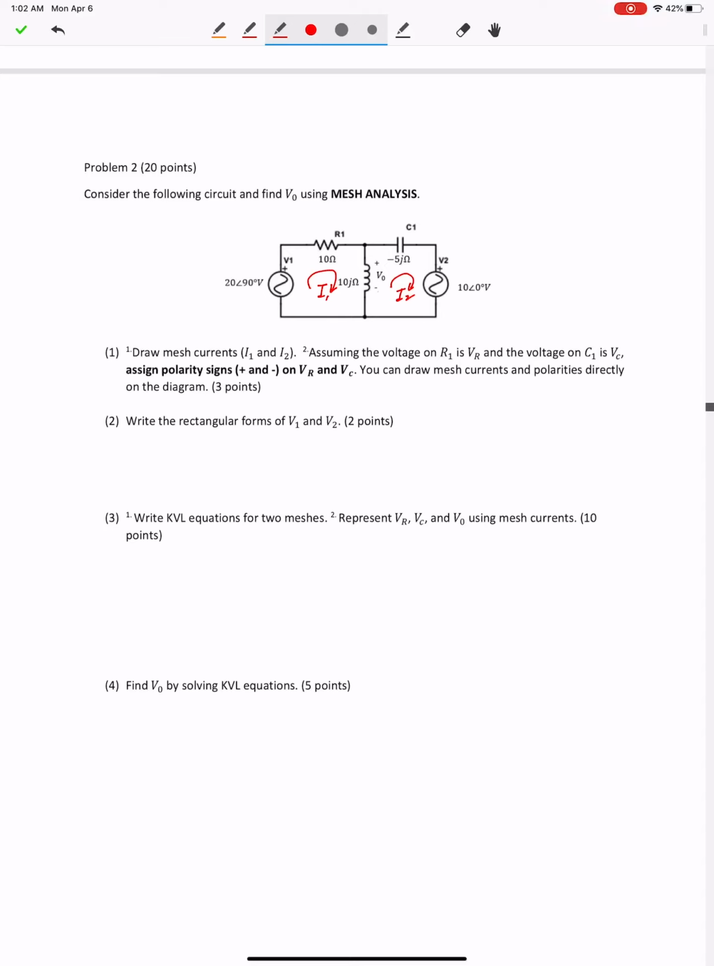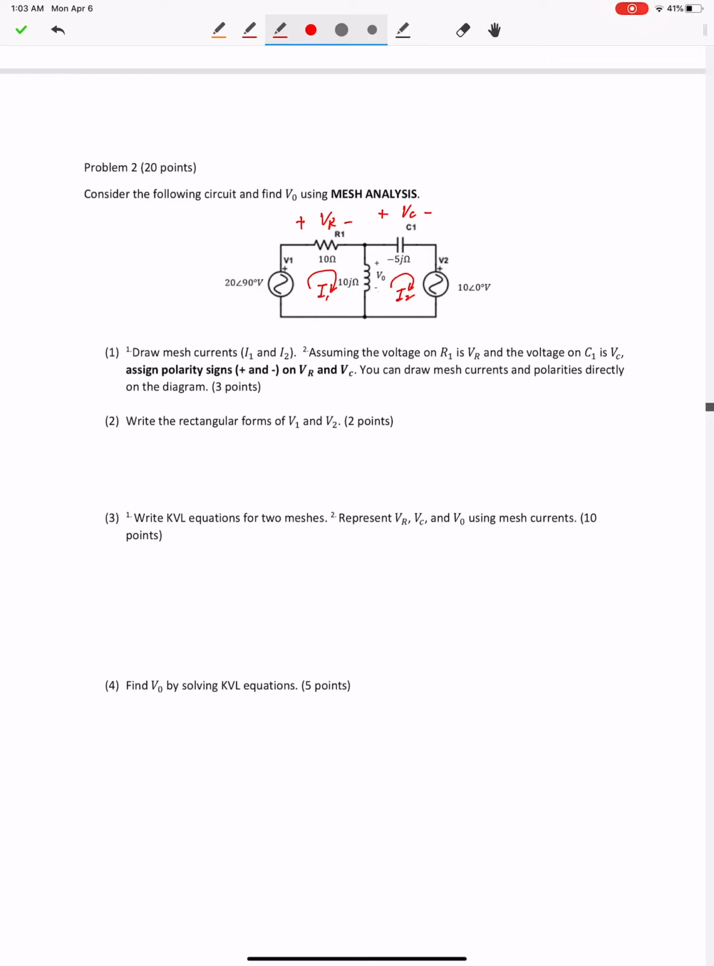Assume the voltage on R1 is VR and the voltage on C1 is VC. Assign the polarity signs on VR and VC. Based on the mesh current direction, VR is positive on the left side, negative on the right side. VC is positive on the left side, negative on the right side. So that's for the first question.